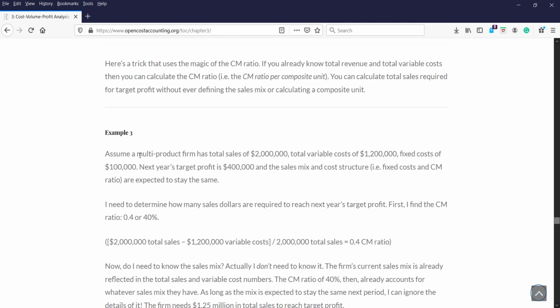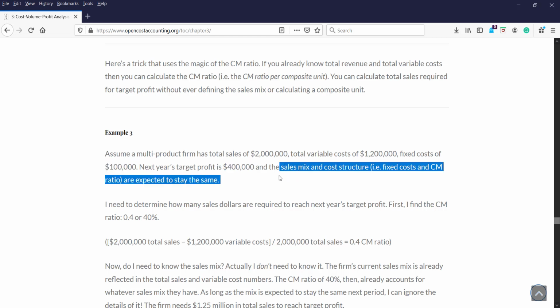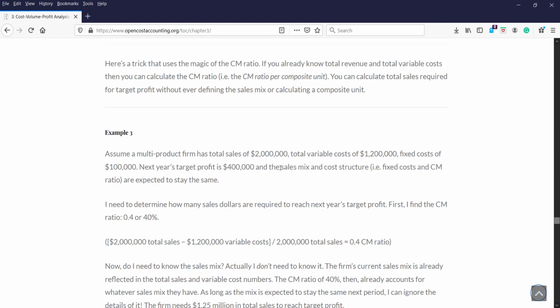So a single multi-product firm has total sales of $2 million, total variable costs of $1.2 million, and fixed costs of $100,000. And you have a target profit of $400,000. Now it has a sales mix and cost structure that are expected to stay the same. This is a critical assumption. Most of this sales mix part is the critical assumption. If the sales mix is staying the same, then it's embedded in this number and this number. Your sales mix led to the amount of revenue you earned, and it led to the variable cost that you incurred. If you had a sales mix that favored a very high variable cost product that you were selling, then it's reflected in this ratio right here.